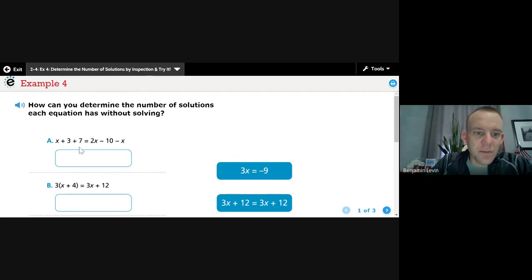x plus 3 plus 7 equals 2x minus 10 minus x. Let me copy that over to the whiteboard and we'll work through this. And I'm going to get some of you guys to give me some ideas here. x plus 3 plus 7. Let's clear all this. Let's write it a little bit higher so we have some more space. Equals 2x minus 10 minus x.